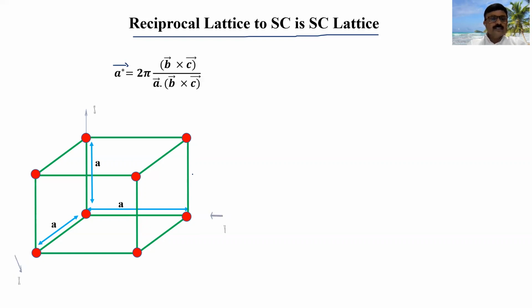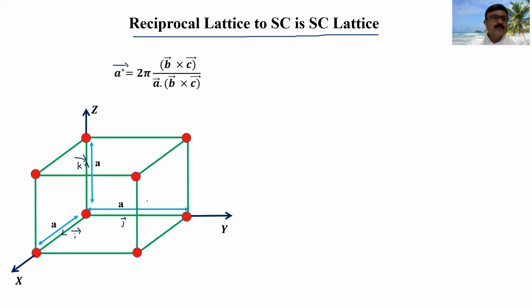Now let us consider again 3 axes, that is the x axis, y axis, and z axis. And let us assume that i is the unit vector along the x-axis, j is the unit vector along the y-axis, and k is the unit vector along the z-axis. So these are the unit vectors.